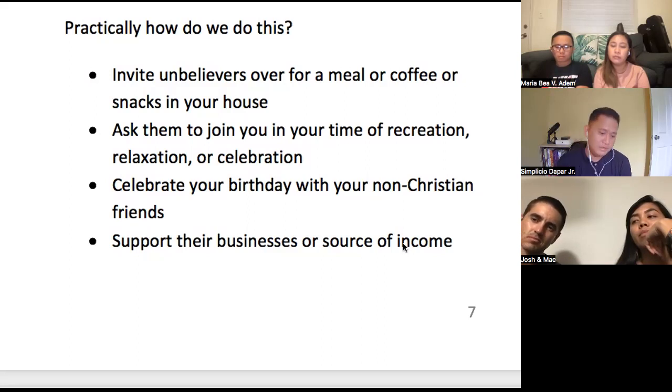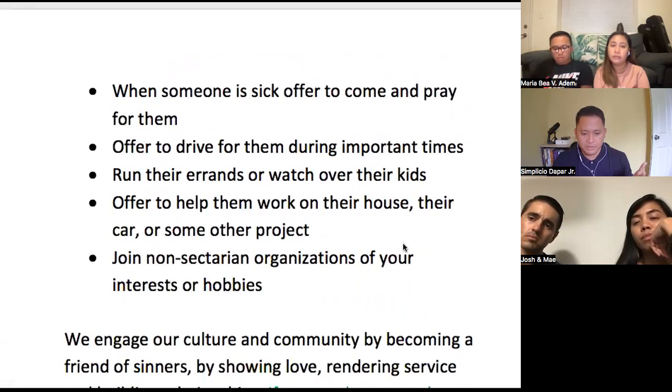They have stores, go buy from their stores. They're selling something, just go support them, just to communicate that, hey, I want to be friends with you, I accept you, I want to be connected to you. When someone is sick, offer to come and pray for them.